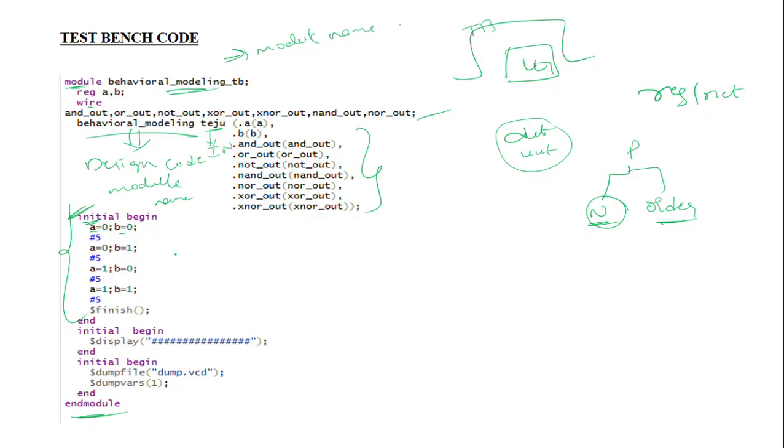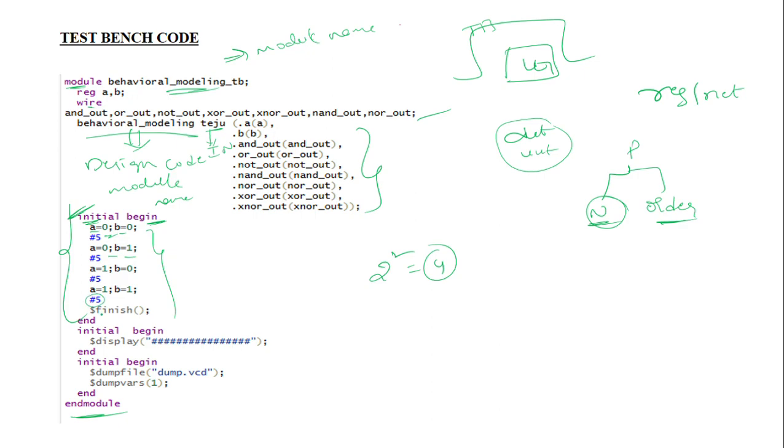Now after the port connection, we can start the initial block. Multiple statements are there, so I take begin. I can initialize the values for a and b, and after a 5 second delay, I take a is equal to 0 and b is equal to 1. After 5 seconds, I take a is equal to, and like that I take 4 combinations, because with 2 variables we get 4 combinations. I represented the 4 combinations here.